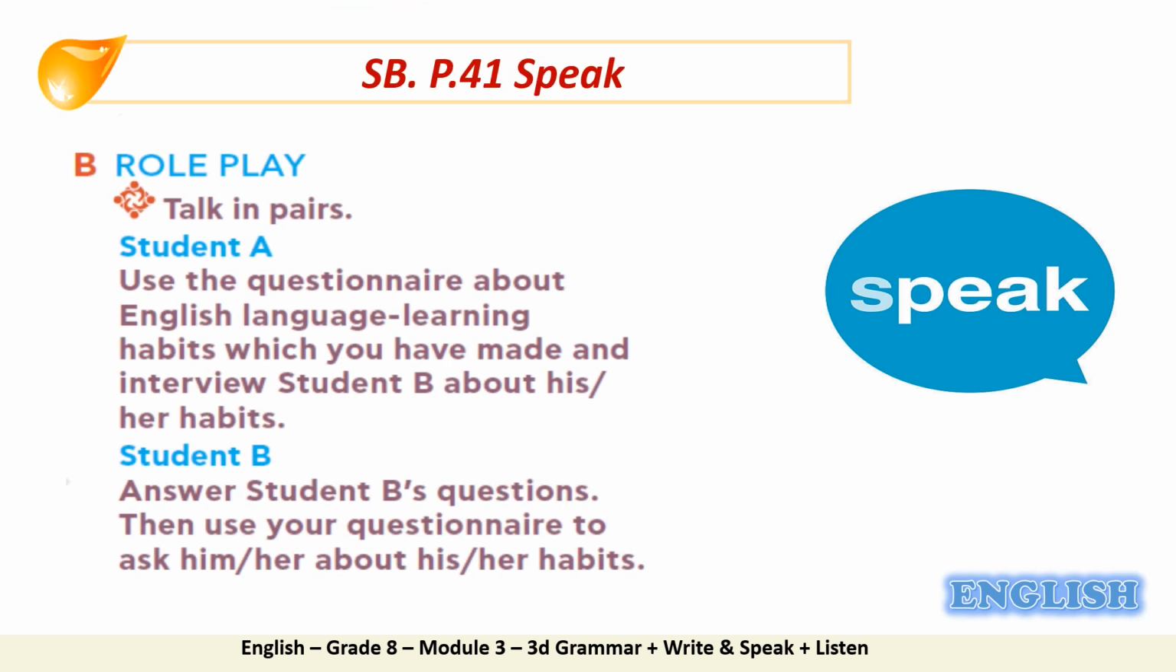Now, you should talk in pairs. You can do this with your brother if you're staying at home. You should use the questionnaire about English language learning habits which you've made and interview student B. As I said, it could be your brother. Here, you should ask him or her about his or her habits if you're talking to your sister. Student B, you should answer student A's questions. Then use your questionnaire to ask him or her about his or her habits.